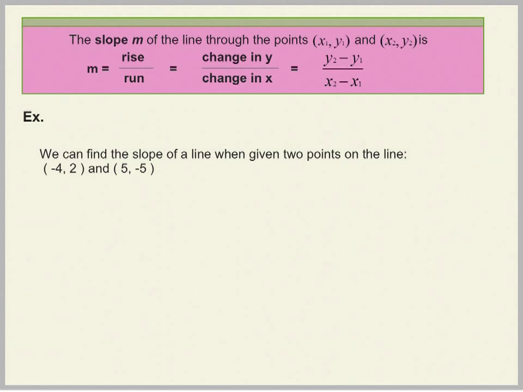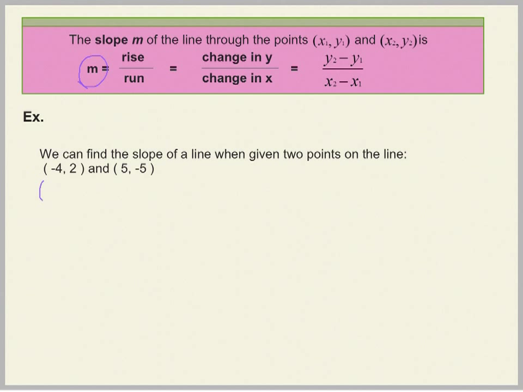Slope is denoted with the letter m, which we consider to be the rise over the run, or the change in y over the change in x, or we can use a formula, y2 minus y1 divided by x2 minus x1. So when given 2 points, we can find the slope of the line.